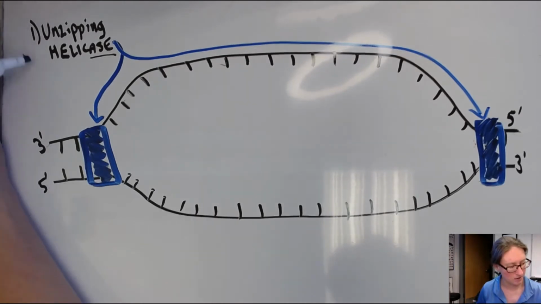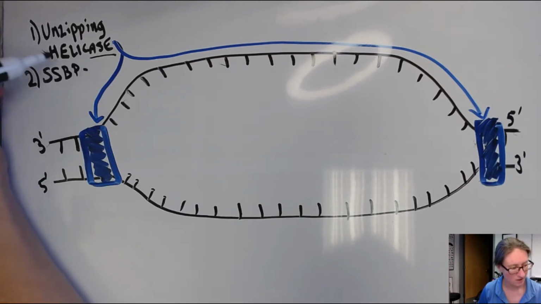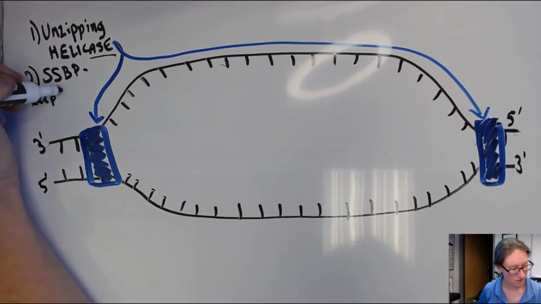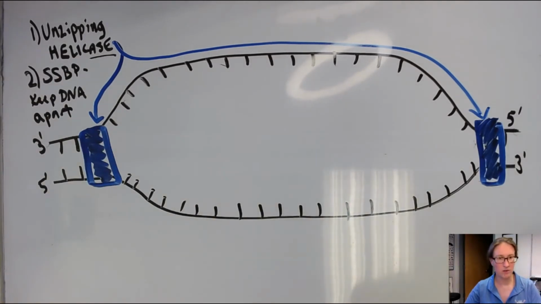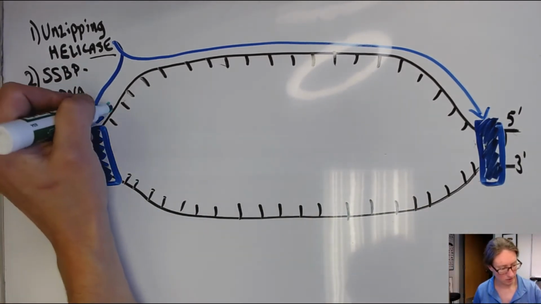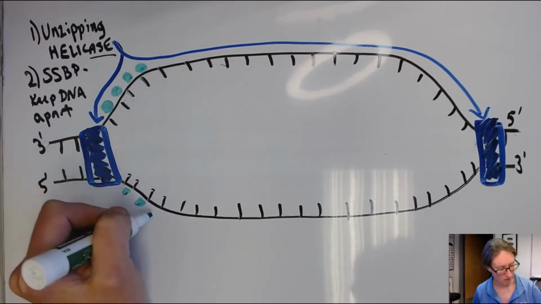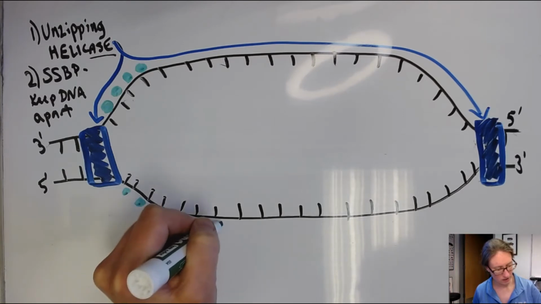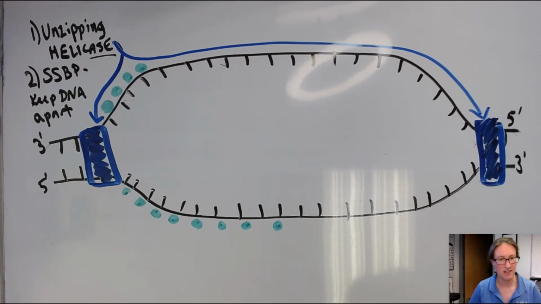And that's accomplished by a set of proteins called the single-stranded binding protein. So I'm just going to abbreviate up here SSBP. Keep the DNA apart. And we can draw those on this picture just with some green circles here. I'm just going to depict that towards the outside. And you have to just imagine that the single-stranded binding proteins are going to bind all the way along the outside of these strands of DNA to help keep the single strands of DNA apart from each other.